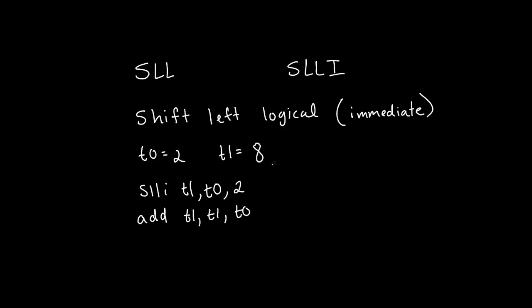Okay, perfect. Going to the next instruction, we can see that we want to take whatever's in t0, add it to t1. Okay, so 2 plus 8. So now that's going to be equal to 10. And then store that result into t1. So now t1 is equal to 10, which is exactly what we were expecting.